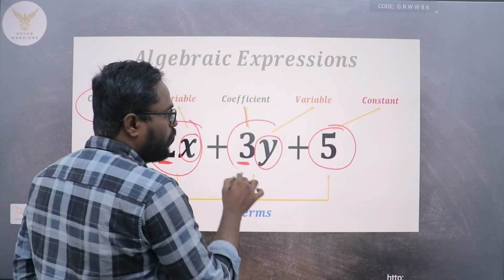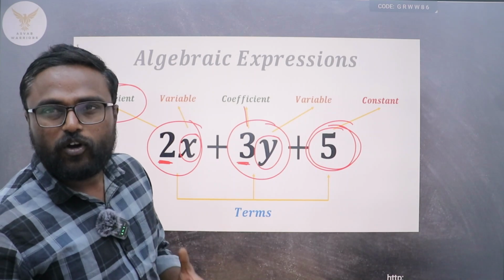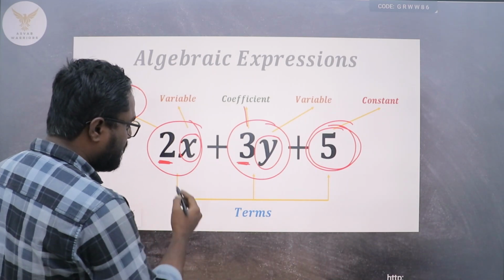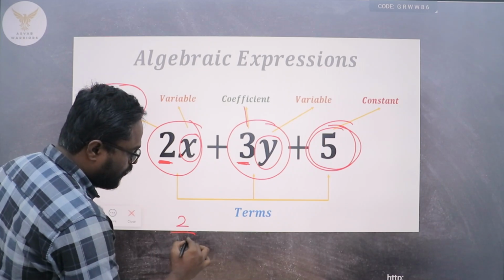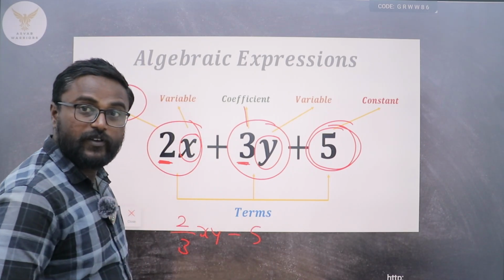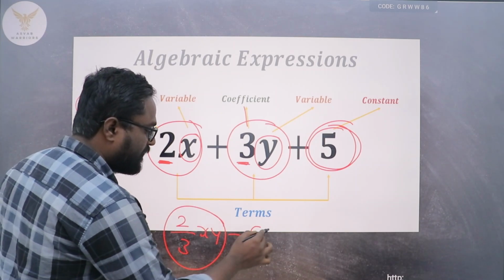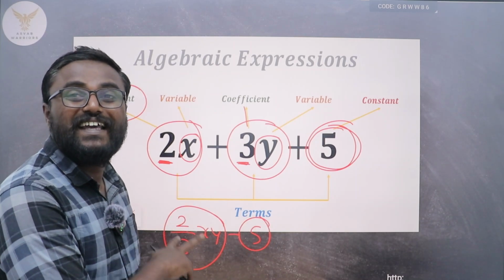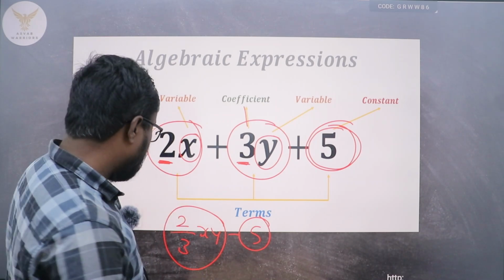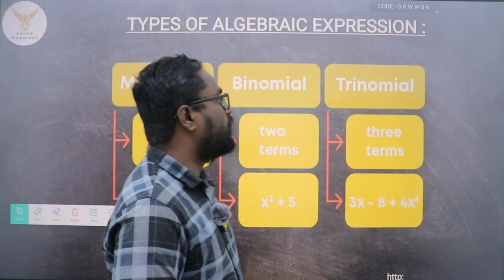Whenever we separate anything by a plus or minus in an expression, it is a term. It can be this way also, 2 over 3 xy minus 5. These two things are separated by a minus sign, so there are two terms in this particular expression. We'll learn about it in more detail in the next slide. I hope you understood this.